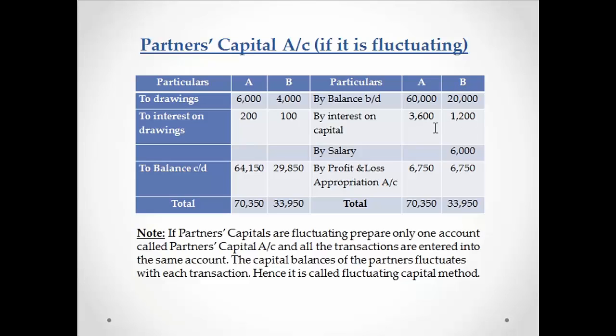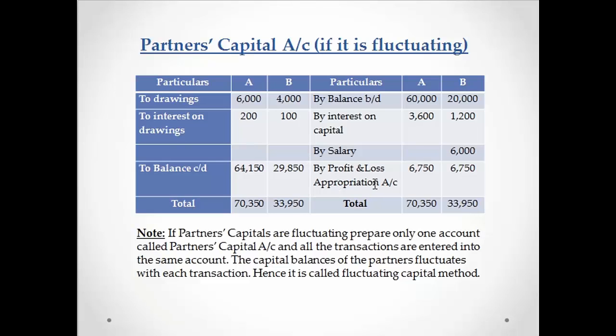Okay, next item to be taken to partners' capital account, if it is fluctuating, is by salary. The question says only the second partner, who is called B, is eligible for a salary, and the amount, which is 6,000, is taken only to B's column. Okay, look at the next item, by profit and loss appropriation account.